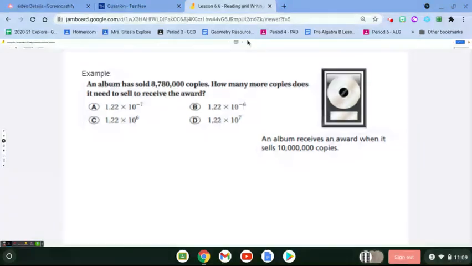And as a last step for today, in this word problem, we're going to have a couple word problems. It says an album has sold 8,780,000 copies. How many more copies does it need to sell to receive the award? So the first thing that we need to do is notice that this album receives an award when it sells 10 million copies. So what we're going to do is take those two numbers and subtract those two.